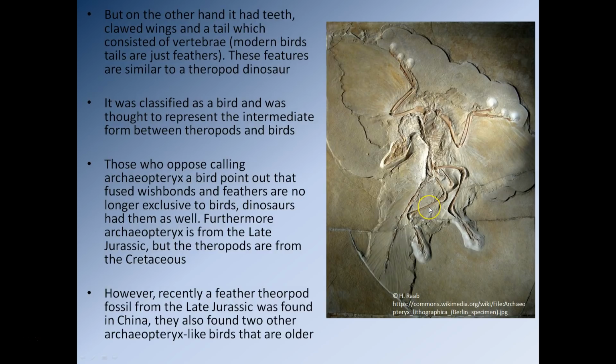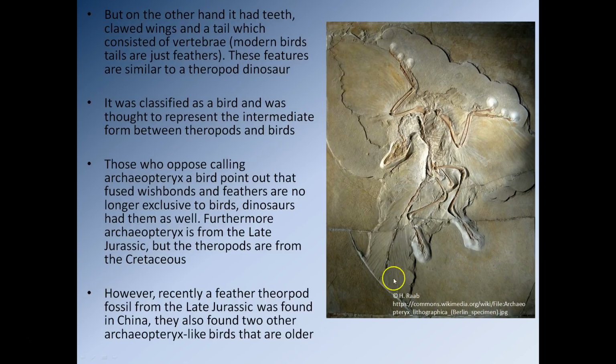So there is quite a lot of argument there. Also, the fossil itself comes from late Jurassic rocks, but the theropods only really established themselves as a group in the Cretaceous. So we didn't really see the rise of the theropods until the very early Cretaceous. So there's a bit of a problem there. If these birds are appearing in the late Jurassic, and we're saying they evolved from theropods, but the theropods didn't really appear until the Cretaceous, then obviously you have a chicken and egg situation.